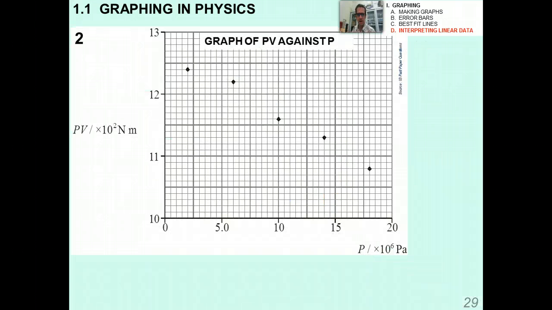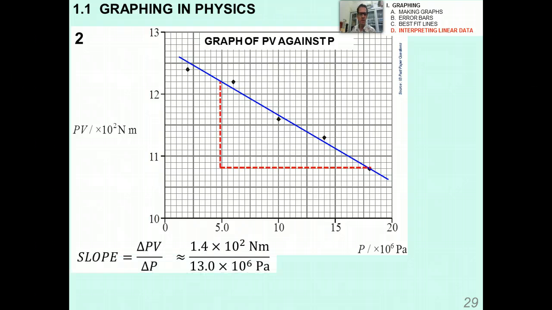Here's another one. So you want to draw the best fit line. And don't forget, 10 to the second and 10 to the 6 are the powers of 10 here. There's my best fit line. Slope is rise over run. It's not 1.4 divided by 13. It's 1.4 times 10 to the second divided by 13 times 10 to the 6.